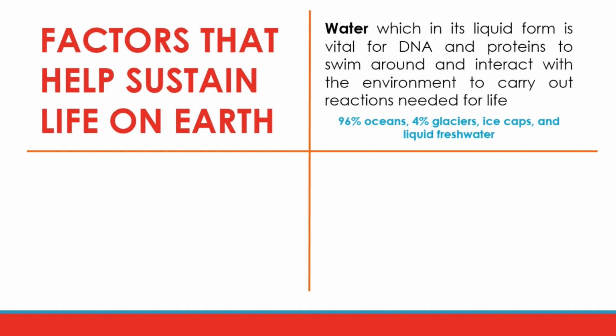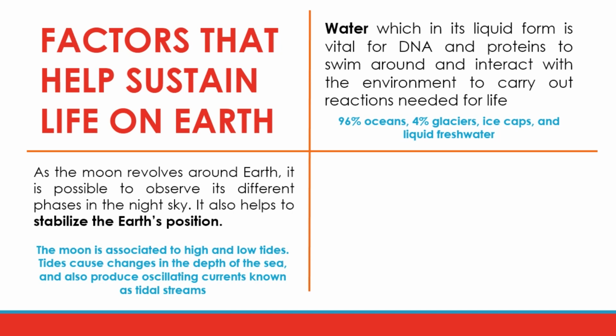Another factor is the Earth's moon. Earth has one moon revolving around it every 29.5 Earth days. As the moon revolves, it is possible to observe its different phases in the night sky. It also helps to stabilize the Earth's position. The moon is associated with high and low tides. Tides cause changes in the depth of the sea and also produce oscillating currents known as tidal streams.